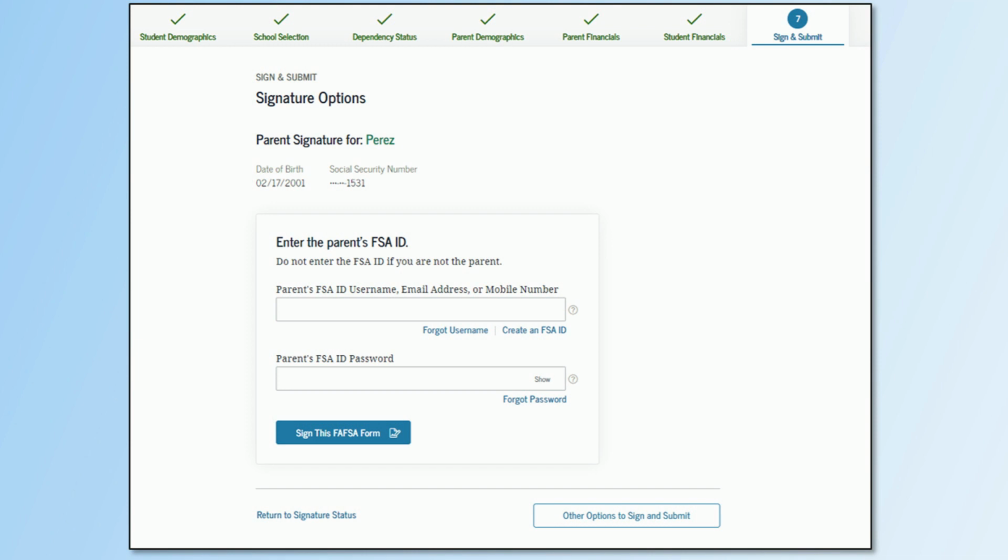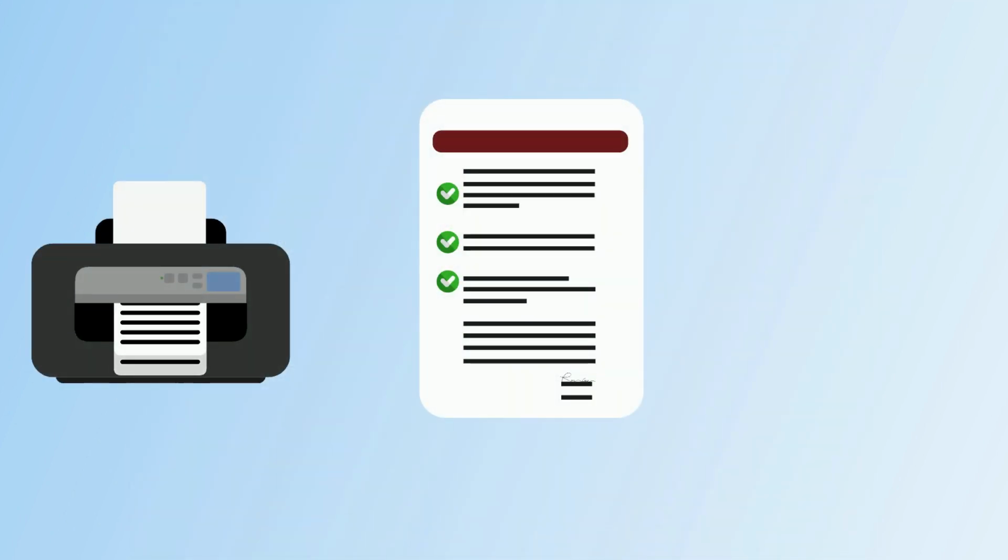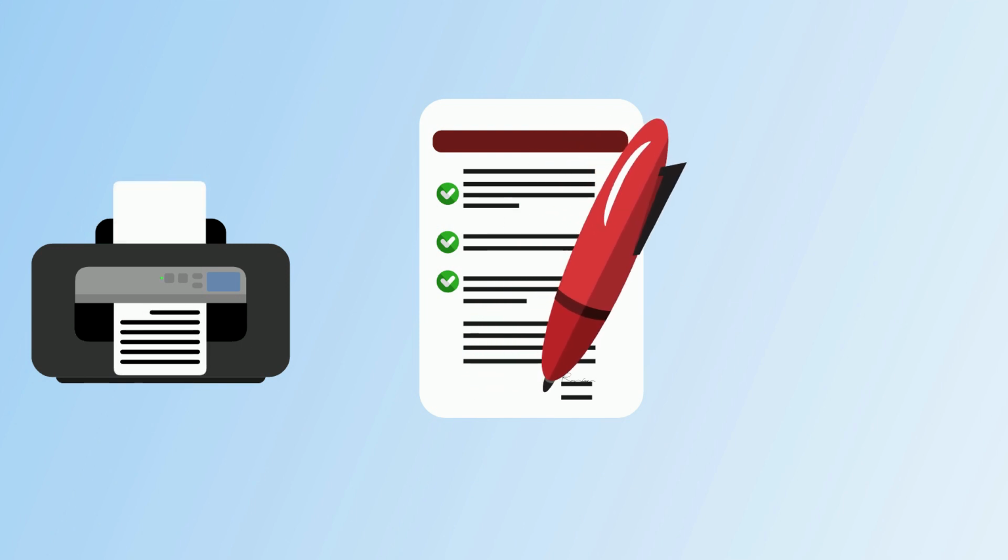By the way, if neither of your parents has a Social Security number, be sure to click on Other Options to sign and submit. The FAFSA will generate a form that will need to be printed, and the parent will need to physically sign and date the form. Once signed, the signature page will need to be mailed to the address listed on the form. It could take up to 2 weeks for the FAFSA to be processed if the signature page is mailed in.